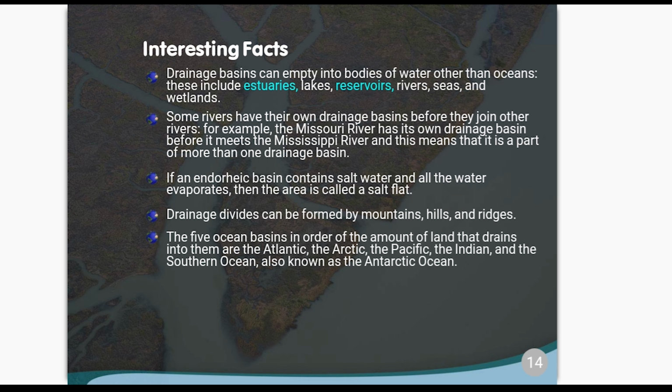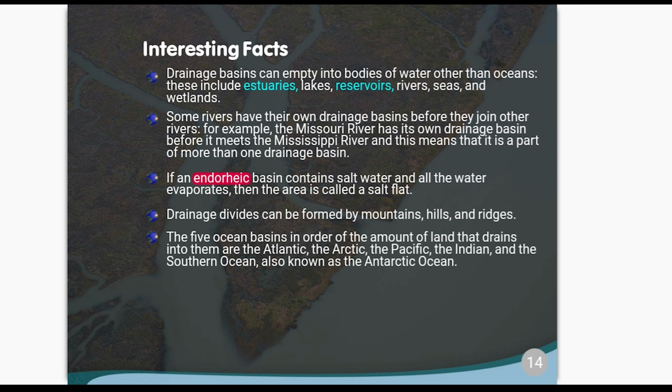Interesting facts. Drainage basins can empty into bodies of water other than oceans. These include estuaries, lakes, reservoirs, rivers, seas, and wetlands. Some rivers have their own drainage basins before they join other rivers. For example, the Missouri River has its own drainage basin before it meets the Mississippi River, and this means that it is a part of more than one drainage basin.